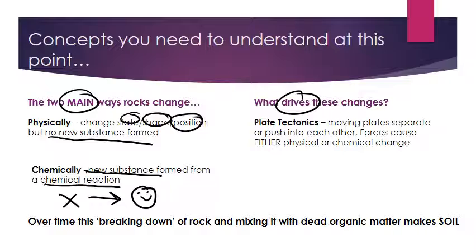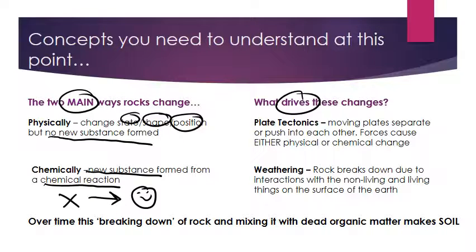What drives these changes? Well, there's two things. There is plate tectonics and there is weathering. Plate tectonics is what we see when we have the crust plates of rock that are on the earth. The earth is divided up into many different pieces, and each of these pieces is moving in different directions depending on what's beneath them. And those crusts hit into each other, push apart, and because they're moving around, they can cause either a physical or a chemical change.